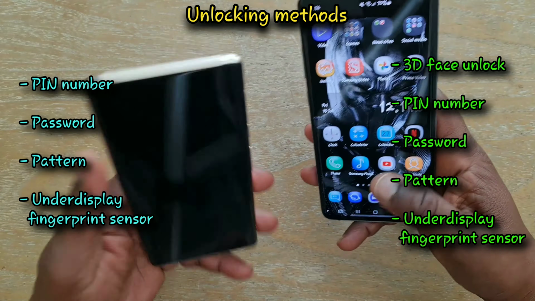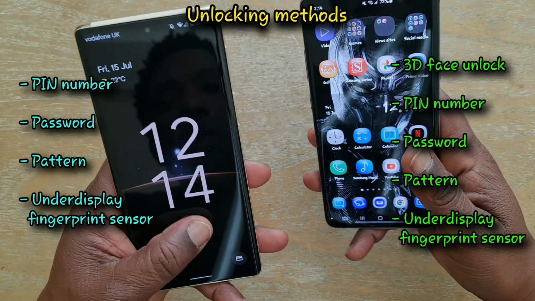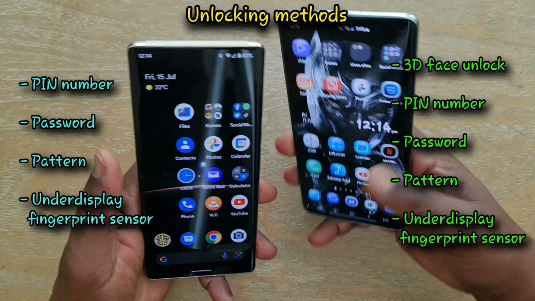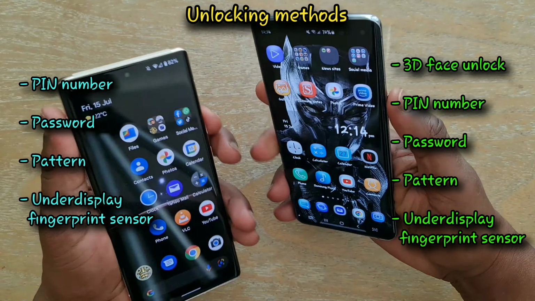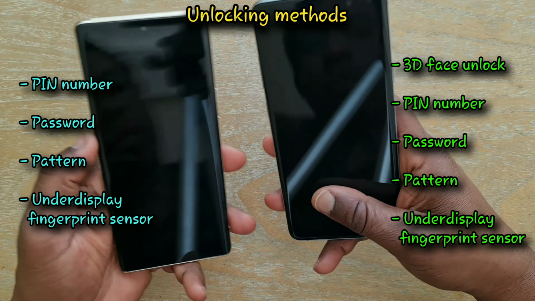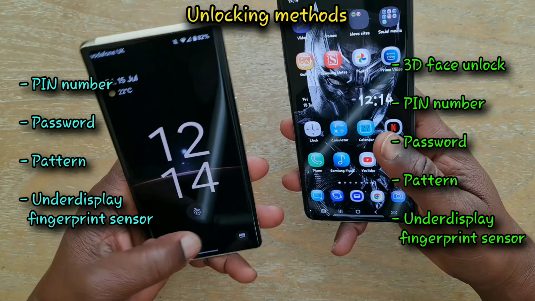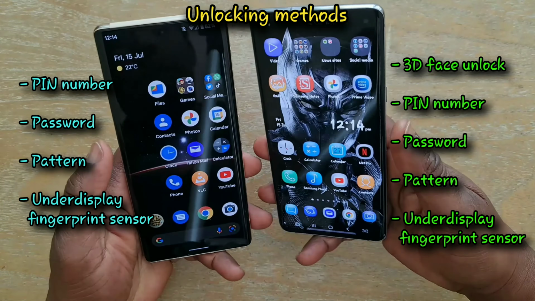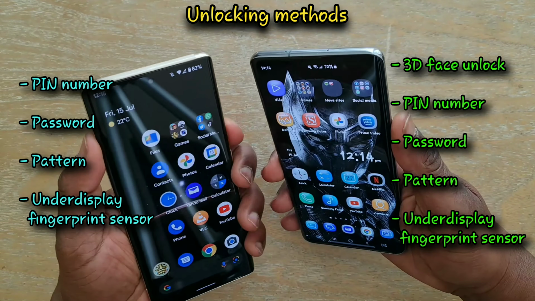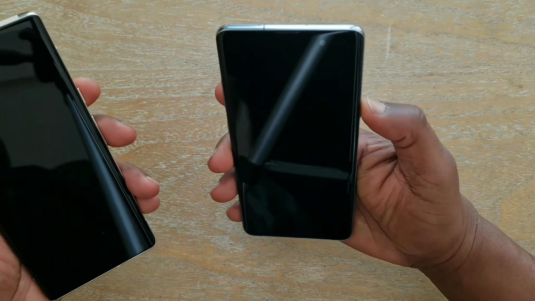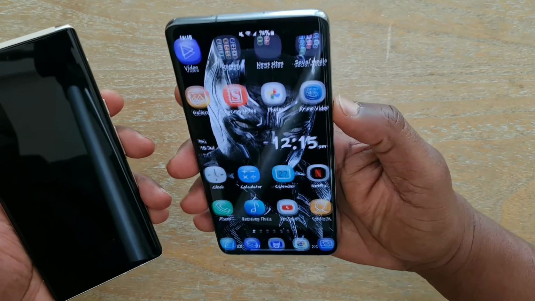Unlocking methods. The Google Pixel 6 Pro has two unlocking methods, PIN number and under display fingerprint sensor, which in my case works really well. The S10 5G has 5 unlocking methods including Face ID and also a very reliable under display fingerprint sensor.